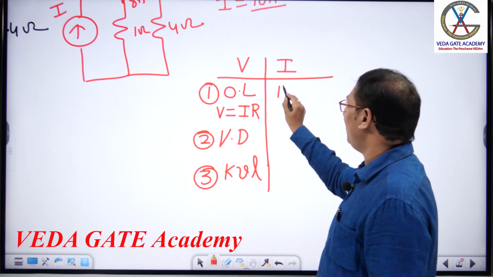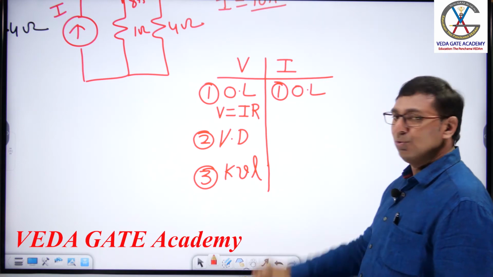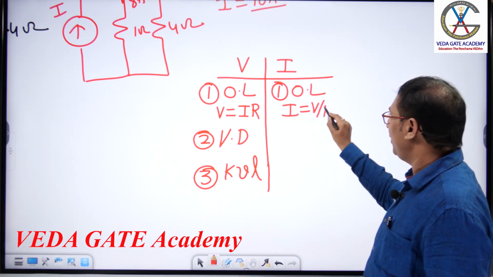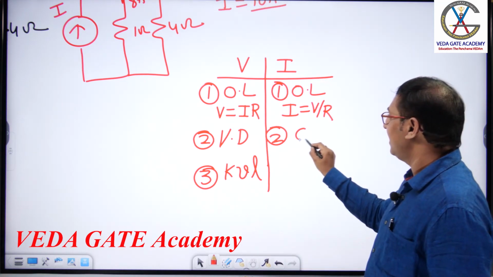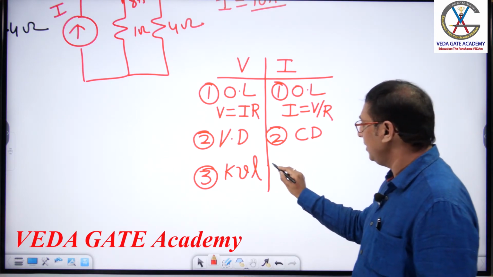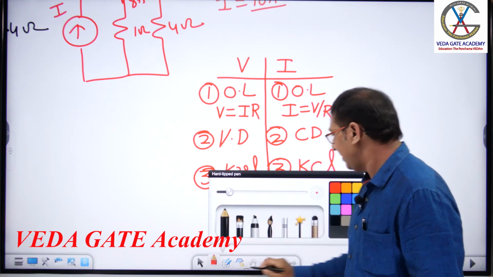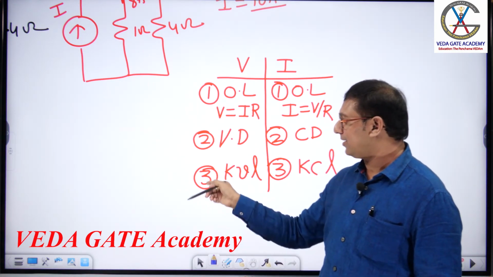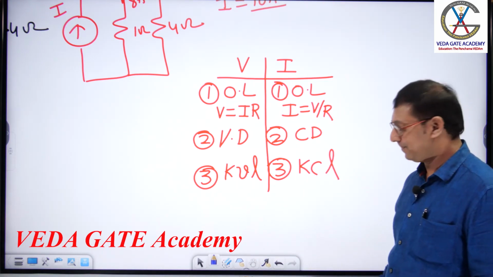Similarly, for calculating current, the very first technique is Ohm's law, with the formula I equals V by R. Second technique for calculating current is current division. Ohm's law not possible, current division not possible, only one saviour, it is KCL. Only 3 laws for calculating voltage and only 3 laws for calculating current.